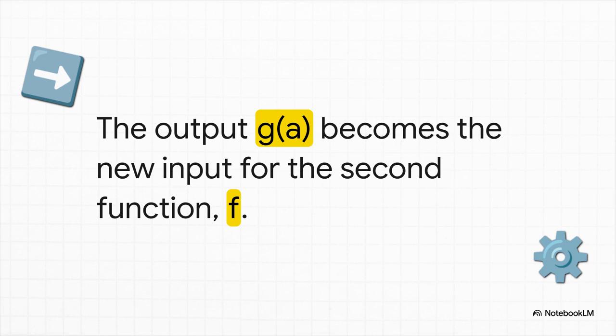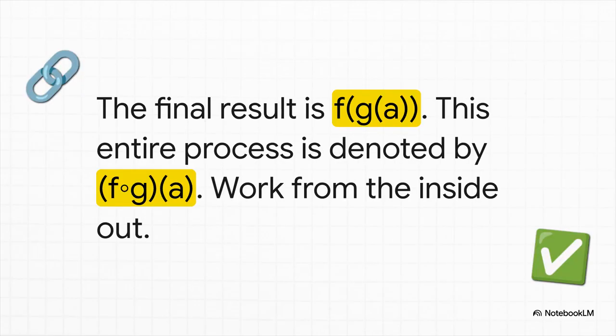But we're not stopping there. We immediately grab that output, G of A, and we use it as the brand new input for a second function machine, F. And the final result of this whole chain reaction is F of G of A. We write this with a little circle, and the key thing to remember is that you always work from the inside out. This whole process of applying one function to the result of another one, that is function composition.